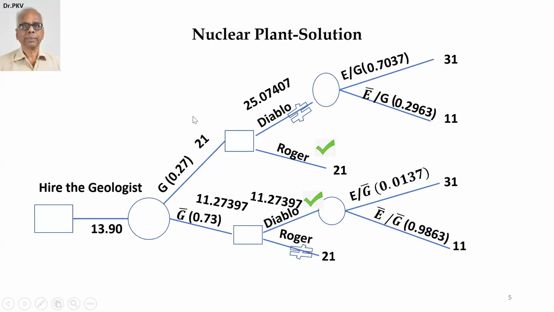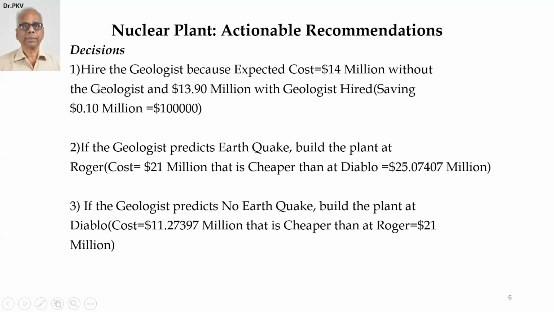And therefore, let me write the conclusions here. Decisions. First decision is sequentially hire the geologist because expected cost is 14 million without the geologist and $13.9 million with the geologist hired, a saving of $100,000, and therefore my decision is hire the geologist. If the geologist predicts the earthquake, I have hired, build the plant at Roja because the cost is $21 million, which is cheaper than Diablo, $25.07 million. If the geologist predicts no earthquake, build the plant at Diablo because the cost is $11.27 million, which is cheaper than at Roja, $21 million.